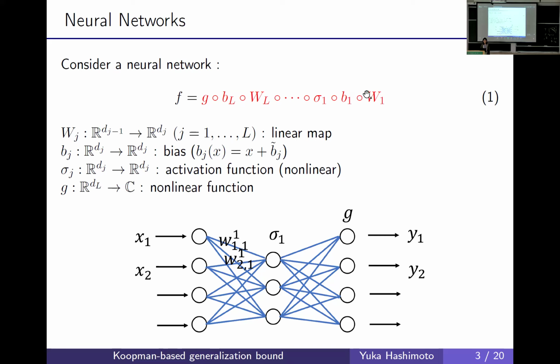We first consider the action of W_1, which is also called the weight matrix. We first act this operator on the input vector, and then we act the bias, and then we consider the activation function. And then we continue that, and finally we get the output.